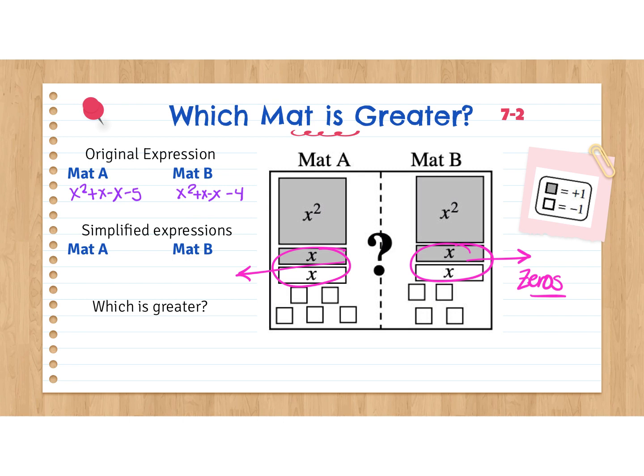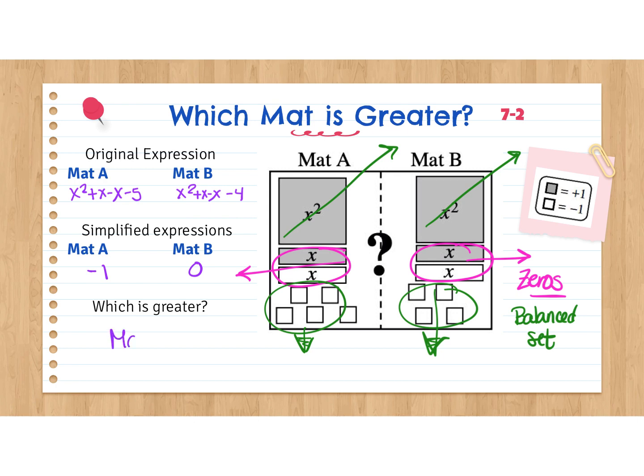So I'm going to switch over to green. I don't remember what color I used last time, but my green is going to be what we refer to as a balanced set. I think maybe I used blue the last time. I'll switch it to blue again. Okay, so this and this are balanced sets. And then I can take all 4 of those and remove them, and 4 of those and remove those. So what do I end up having left over? Well, on mat A, I have 1 negative tile. And on mat B, I have 0. And that's what you are going to want to try to get back to, is something with a 0. So which side is greater? Mat B is greater. All right, let's take our newfound remembrance of balanced sets and move forward.